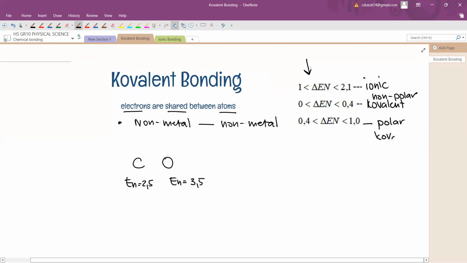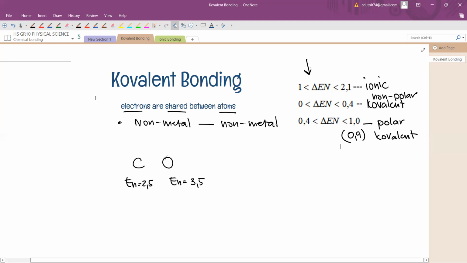Do you have that in your textbook? I'm sure we do. Your values might slightly differ. You might have a 0.9 here. It's not fixed values. It's just an indication of when a bond is polar or non-polar covalent, or ionic. Don't worry about that now.